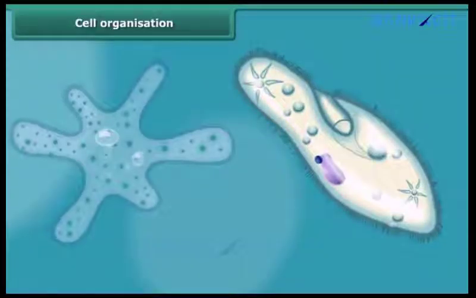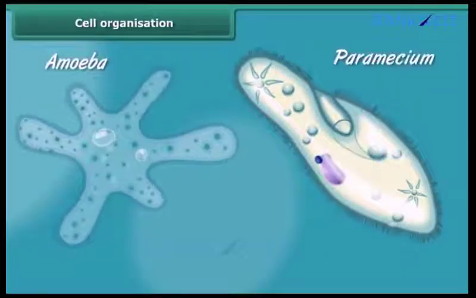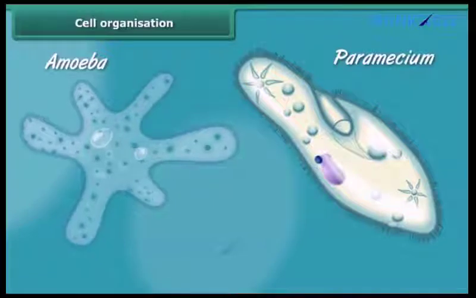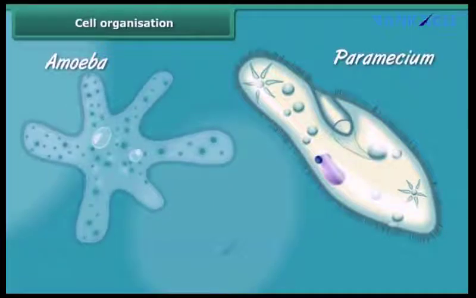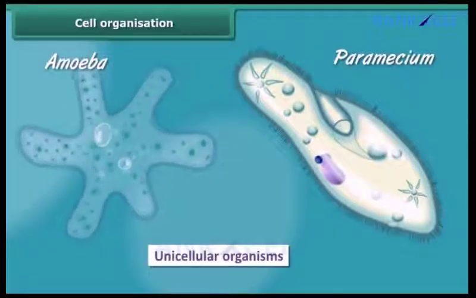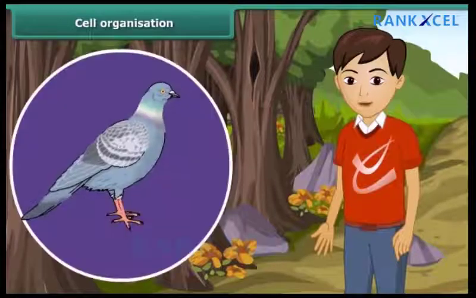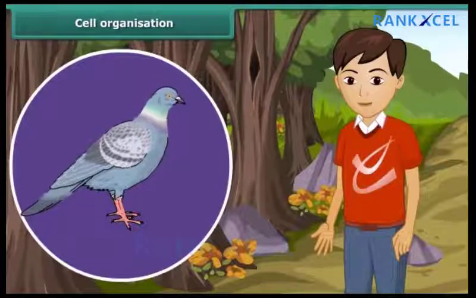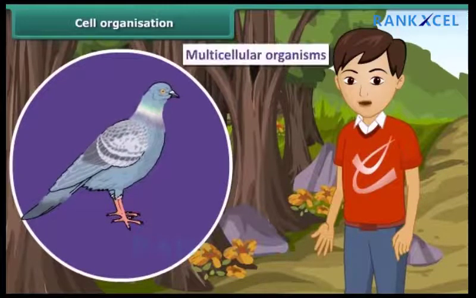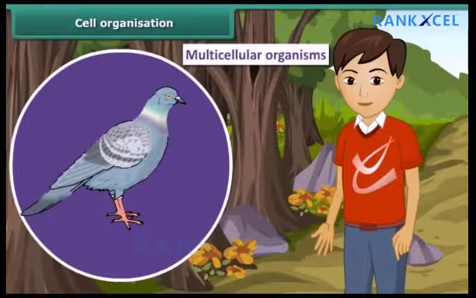Small-size organisms, like amoeba and paramecium, are made up of one cell. They are called unicellular organisms. Human beings, pigeons, and mango trees are made up of many cells, so they are called multicellular organisms.